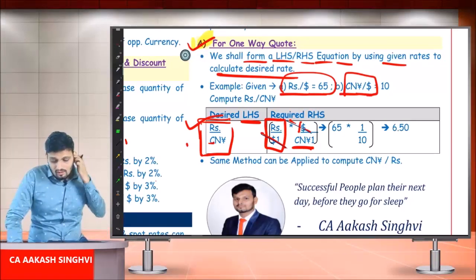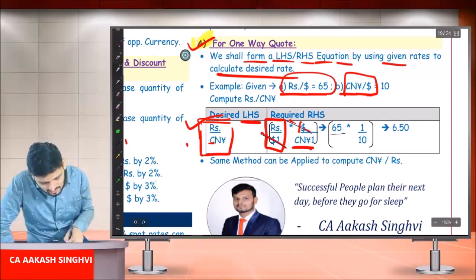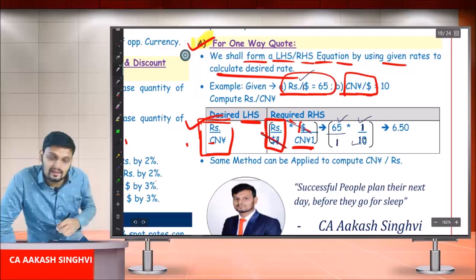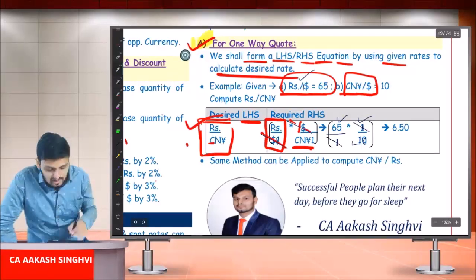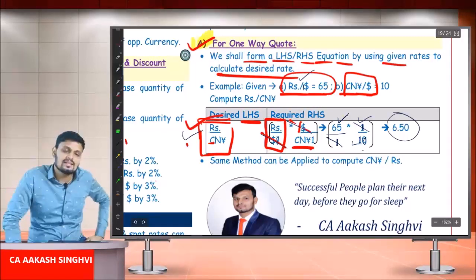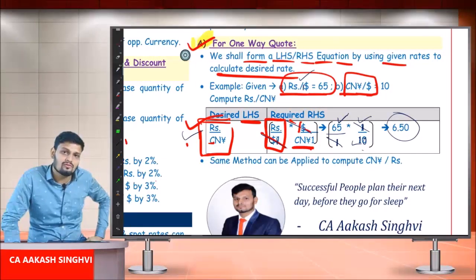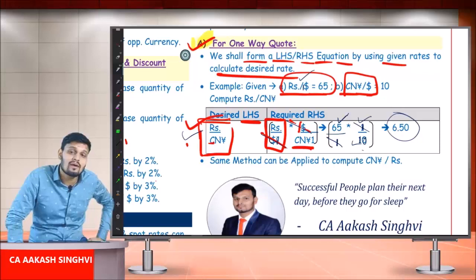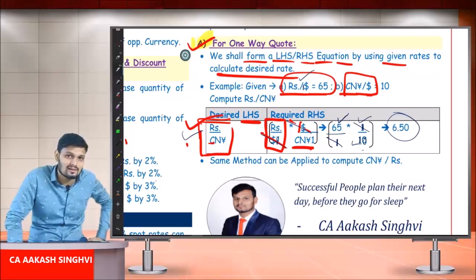How are we going to get it? It's very simple. 65 divided by 1: $1 equals rupees 65, and 1 divided by 10. For $1, how many Chinese yen do we have to pay? 10. So this 1 and 1 will get cancelled. 65 divided by 10, that is 6.5, is the rupees per Chinese yen rate. So for 1 Chinese yen, we have to pay 6.50 rupees. As simple as that.